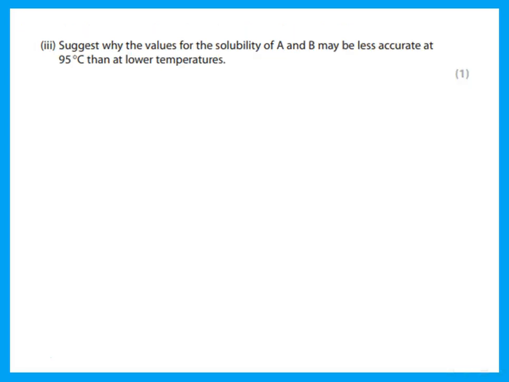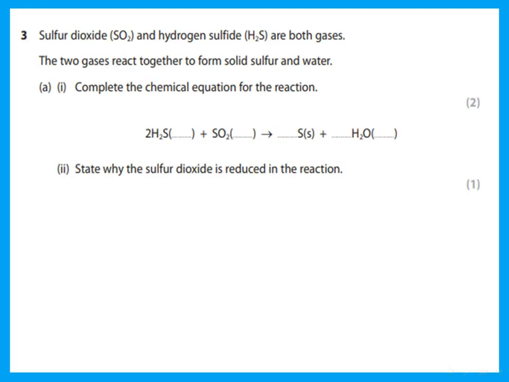Suggest why the values for solubility of A and B may be less accurate at 95 degrees Celsius. Remember, as we heat to higher temperatures, some of the water may have evaporated, so we're not really measuring the solubility in the correct mass of water.